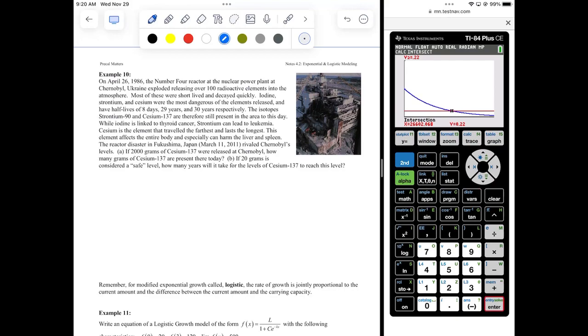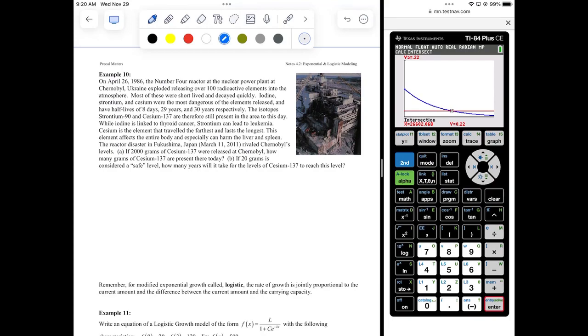because their half-lives are so long. Iodine, strontium, and cesium were the most dangerous of the elements released, and they have half-lives of 8 days, 29 years, and 30 years respectively. The isotopes strontium-90 and cesium-137 are therefore still present in the area to this day. While iodine is linked to thyroid cancer, strontium can lead to leukemia. Cesium is the element that traveled the farthest and lasts the longest. This element affects the entire body, especially the liver and the spleen.